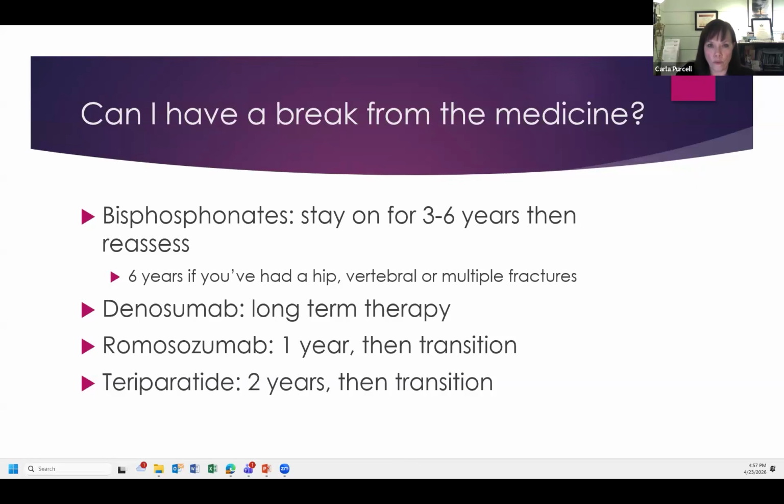And to come off of it, you really need to work with an osteoporosis specialist. The new kid, romosozumab, you get for a year and then would transition to probably a bisphosphonate. And the teriparatide, you're on for 2 years and then would transition to a bisphosphonate.